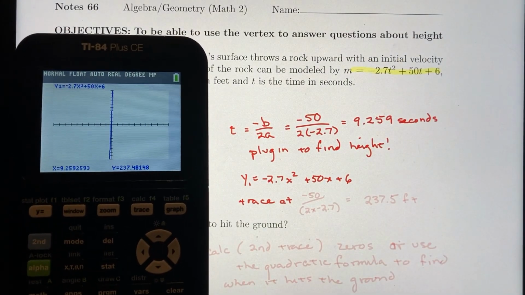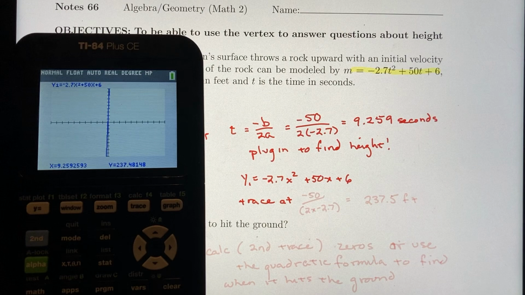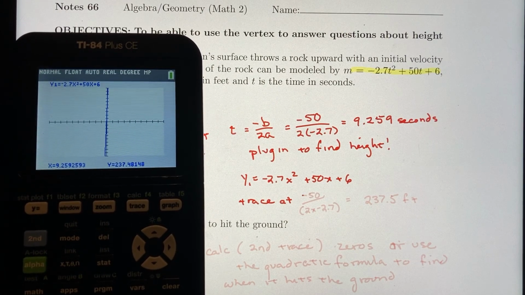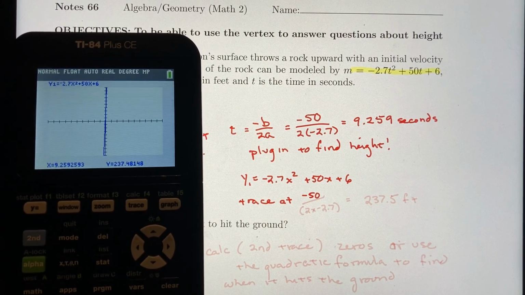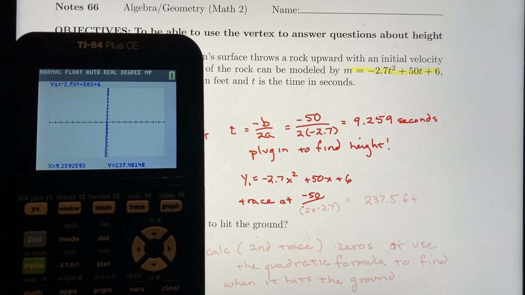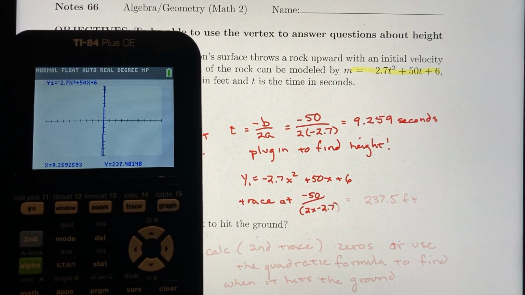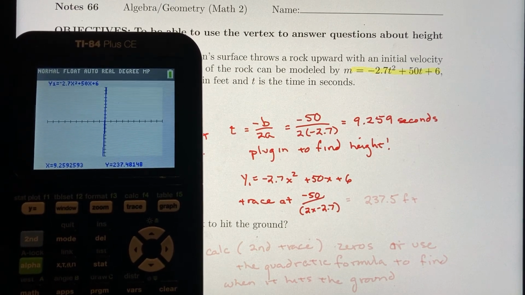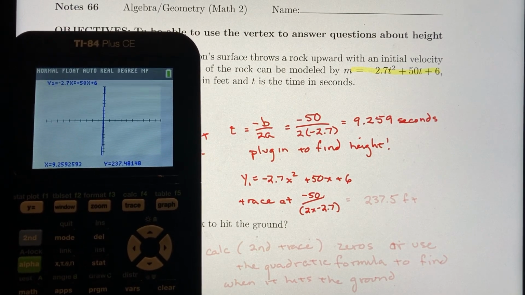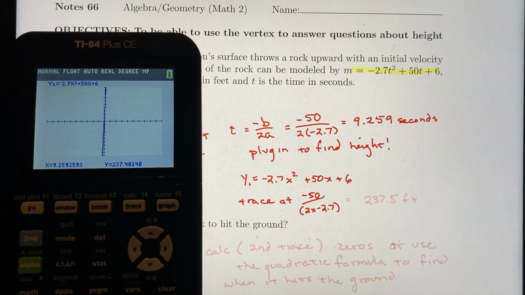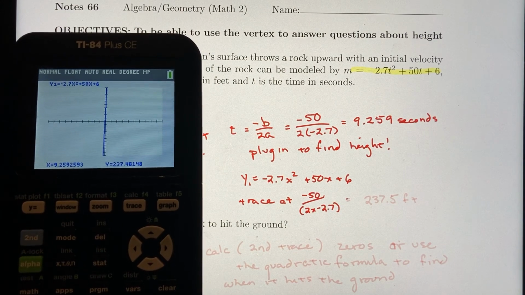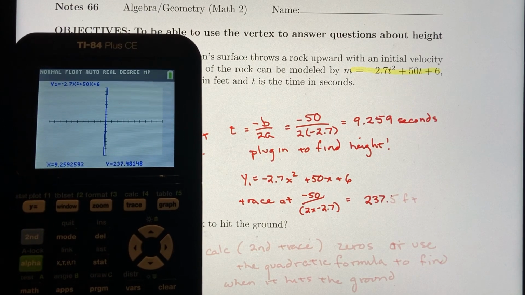Let's write this down. If it gives you an error when you trace, you have to reset your window before you even trace. It won't trace at a number that's not inside the window. You have to put parentheses around the bottom, otherwise it doesn't divide by both 2 and negative 2.7. And you get 237.5 feet up. That's how high it goes.